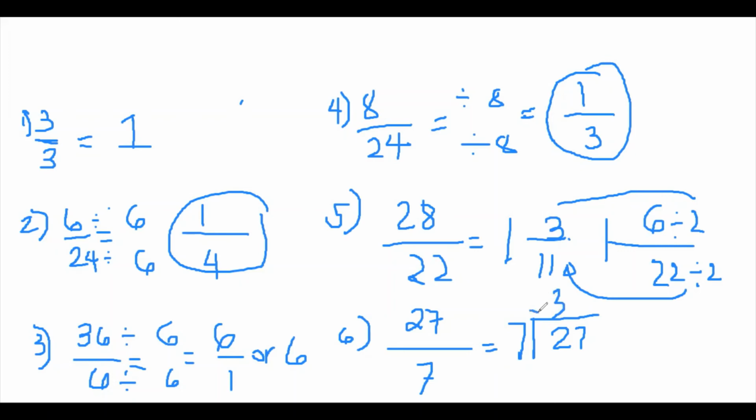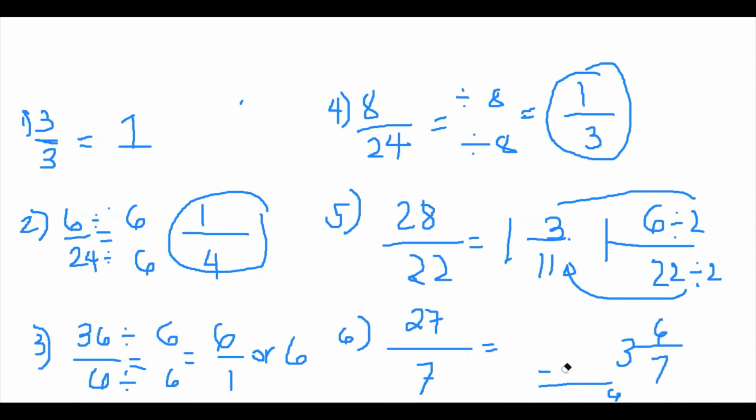So we have 3 times 7. 3 times 7 is 21. So the product will be subtracted from our dividend. 27 minus 21 is 6. So we have 6. So we're going to interchange the position. The 7 will go at the bottom, the 6 will be on the top, and the 3 will be our new whole number. So we have a new answer, the simple form of this fraction.